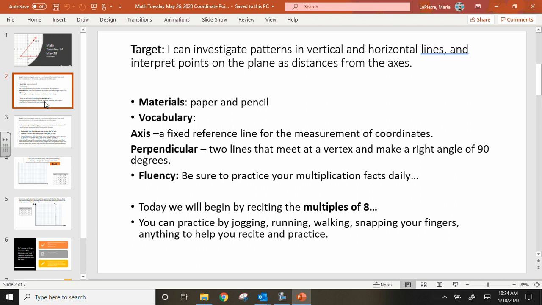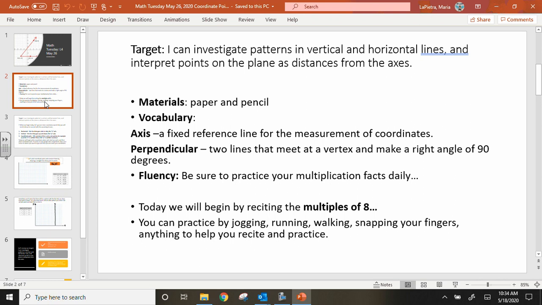Vocabulary: axis, a fixed reference line for the measurement of your coordinates. Perpendicular, we should all know this one. Two lines that meet at a vertex and make a right angle of 90 degrees. It looks like an L shape, a perfect L, and they do touch the lines.